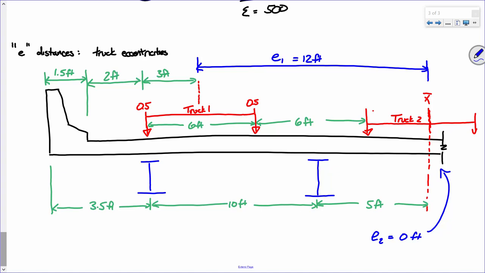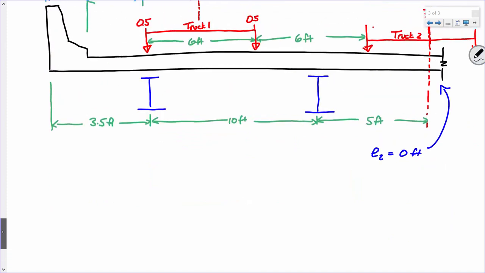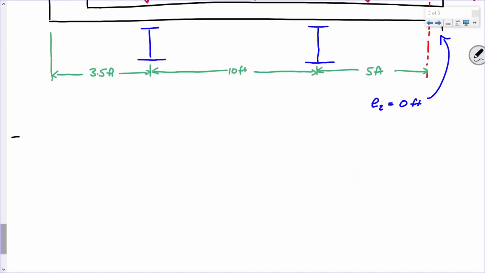So, let me show you how this works. It's pretty simple. All right? I want to get myself a little bit of room. So, let's finally do our special analysis. How many times are we going to do special analysis? Twice. So let's look at our first case of special analysis. The number of lanes is going to be 1.